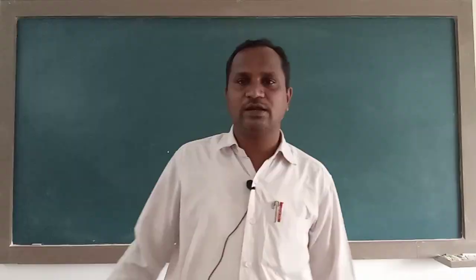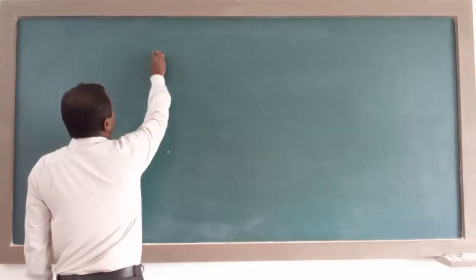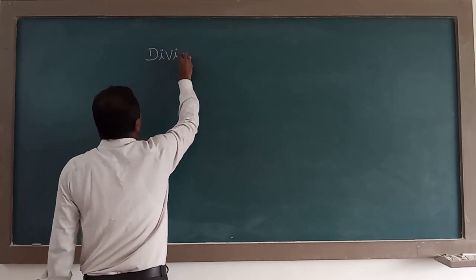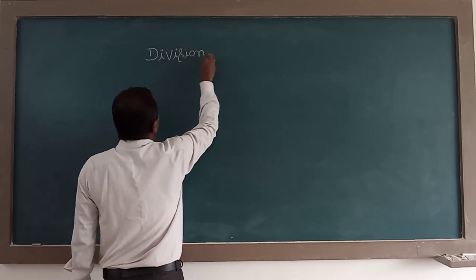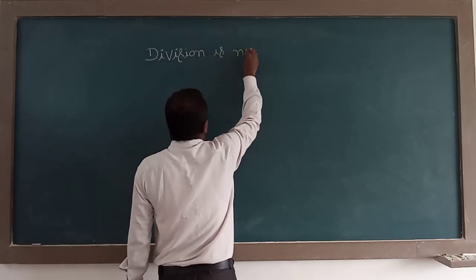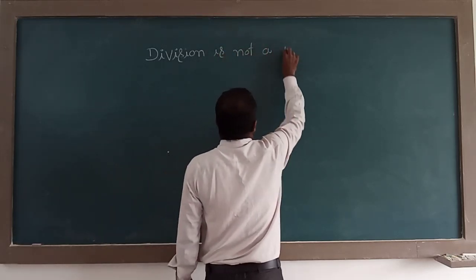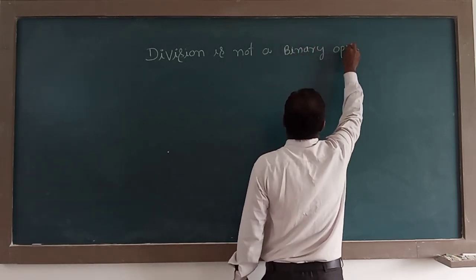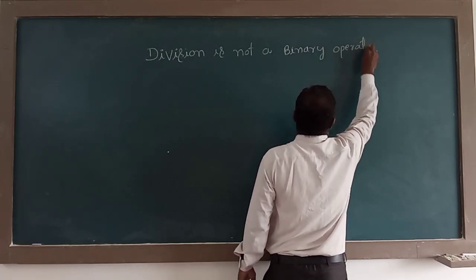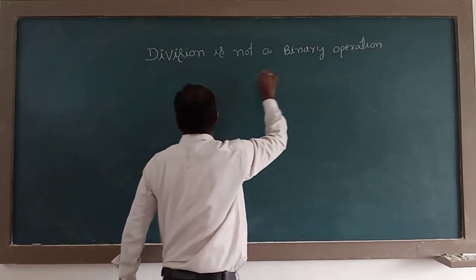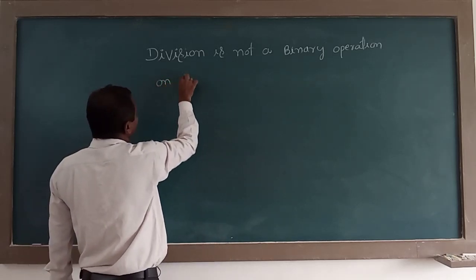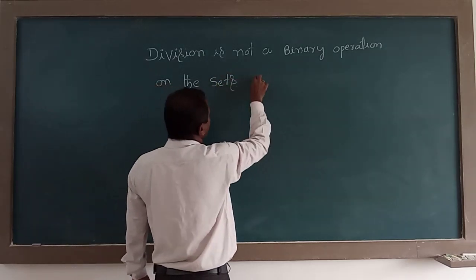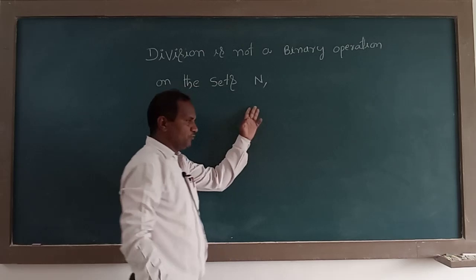Division is not a binary operation on the sets N, Z, Q, R and C. Already I gave proof for N.